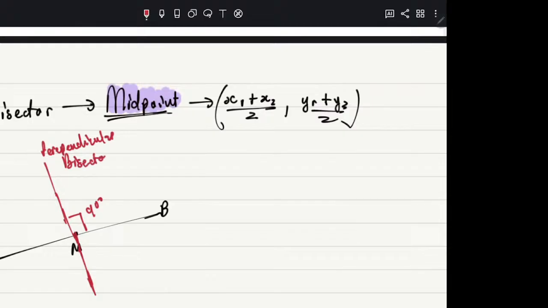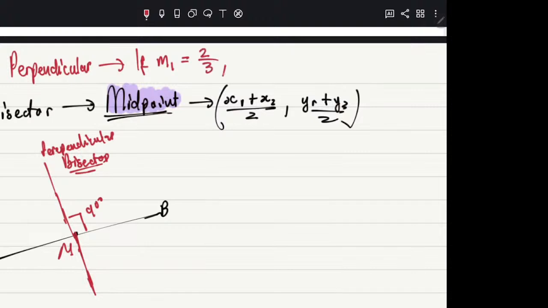So the word bisector means it passes through the midpoint M, so we are going to need to find it. Then at 90 degrees, we are going to use the fact that it's perpendicular. What will happen when you use the word perpendicular? If M1 is, let's say, 2 over 3, the first gradient, then the perpendicular gradient M2 will be, you flip to 3 over 2, then you change the sign, negative. We flip and change signs.